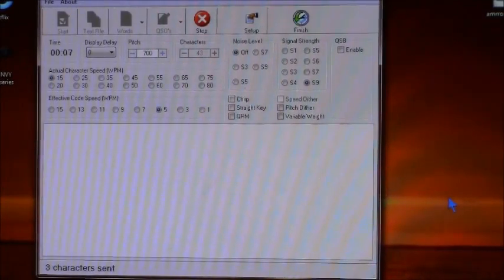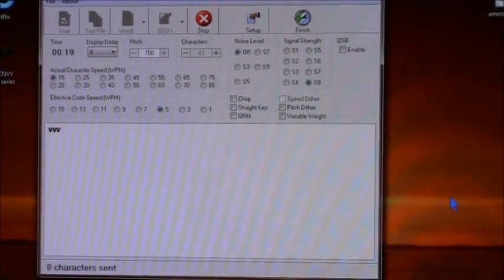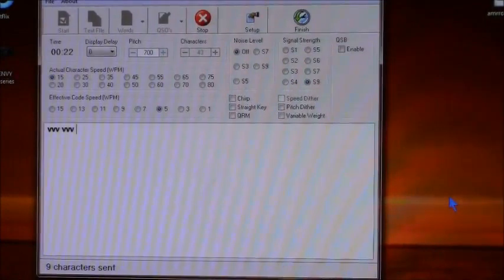The letter V is sent in groups of 3 as an attention getter. It's the equivalent of, here I am. And in copying, BT, it's 2 dashes.